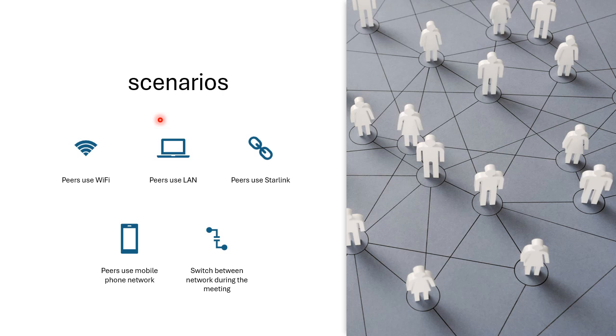I show you all peers on Wi-Fi, on wireline, on Starlink, and on a cellular network, and the case where a peer switches networks from Starlink to Wi-Fi and from LAN to Wi-Fi, so we can compare WebRTC across these different link types.